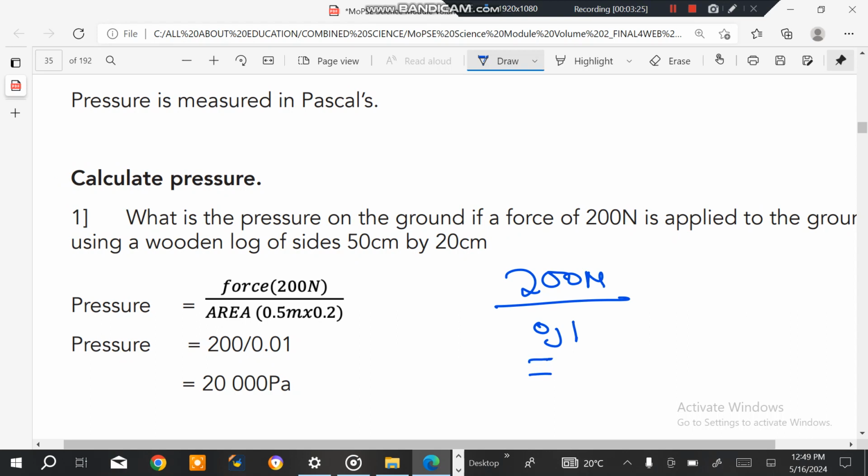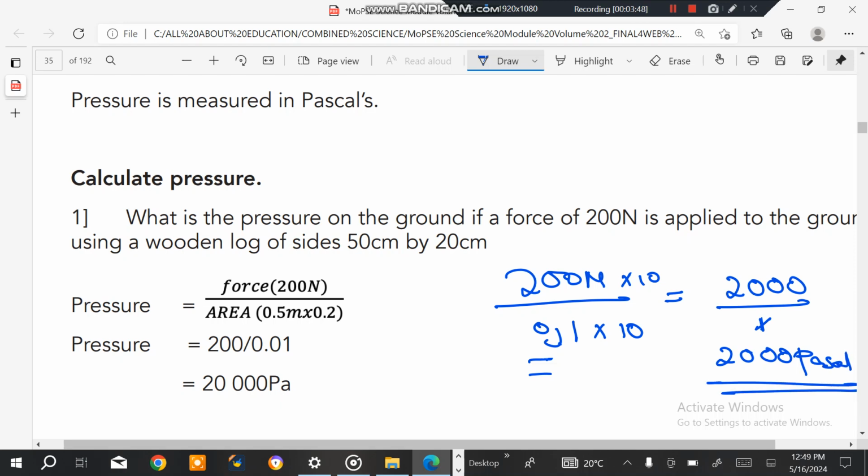And what are you going to get? If you multiply by 10 here to remove this comma, and you multiply by 10 here, you are going to see that on the numerator we are left with 2000 all over 1. Then 2000 is going to be your answer in pascals, because pressure is measured in pascals, or Pa. Earlier I made an error, maybe the error was getting 0.01. So the correct answer here was supposed to be 2000 pascals.